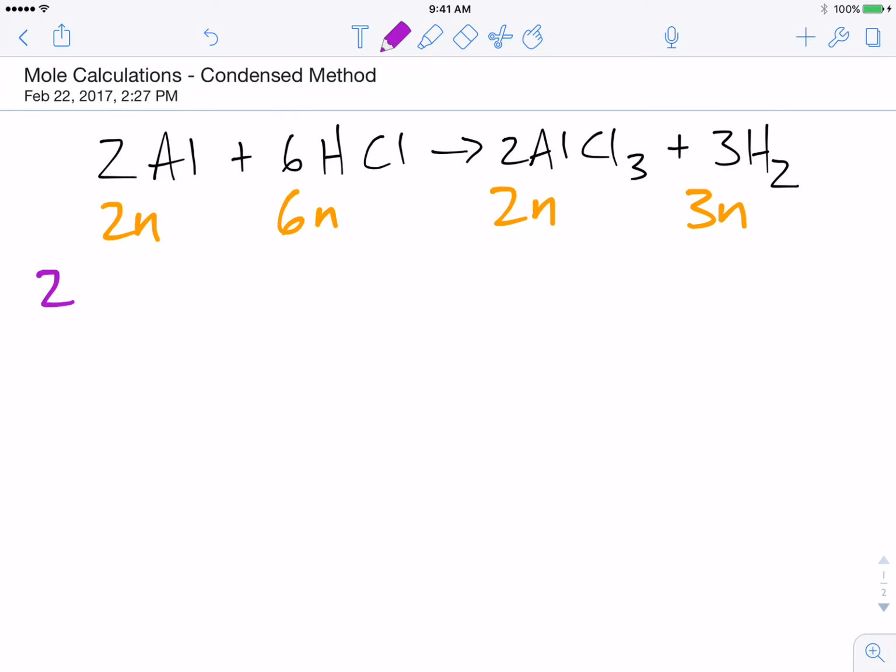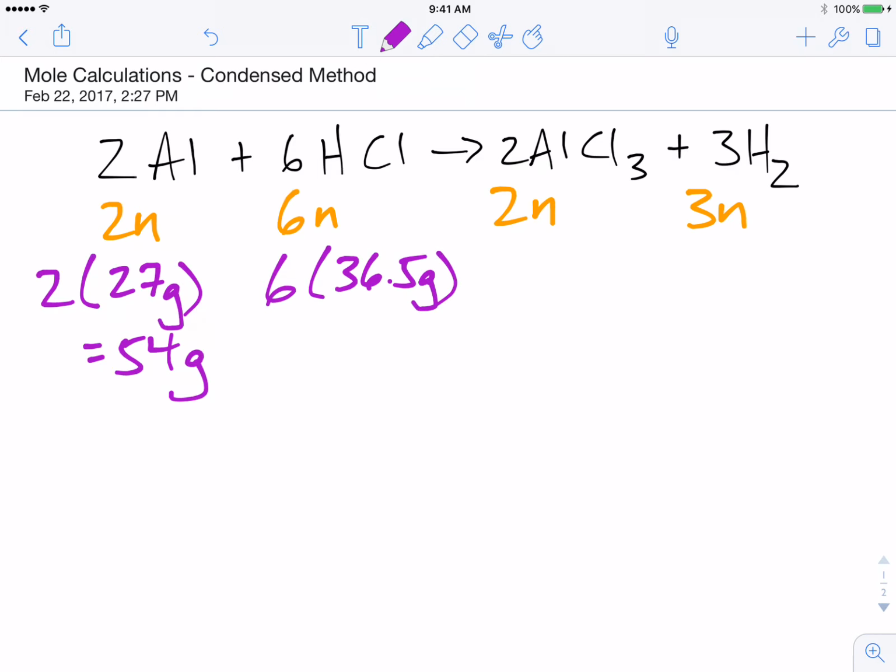I'm going to take 2 times the molar mass of aluminum, and for aluminum that's 27 grams. So I do the math there, it's going to be equal to 54 grams. So what we've calculated there is that 2 moles of aluminum is equal to 54 grams. Okay. We'll do the same thing for HCl. We're going to take 6 times the molar mass of HCl, which is 36.5 grams. So I'll take 36.5 times 6, and we get 219 grams.